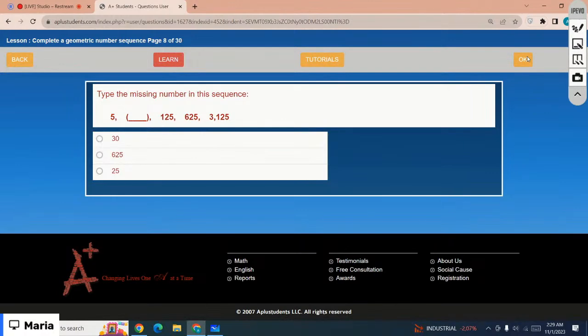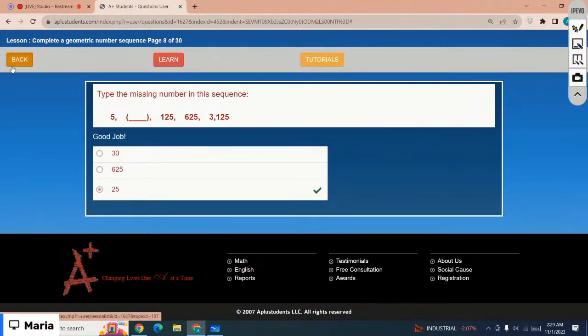Okay, type the missing number. So which number is missing? Very good. The missing number is 25. Okay. You can complete the lesson by yourself later today. Let me just move on to the next lesson.